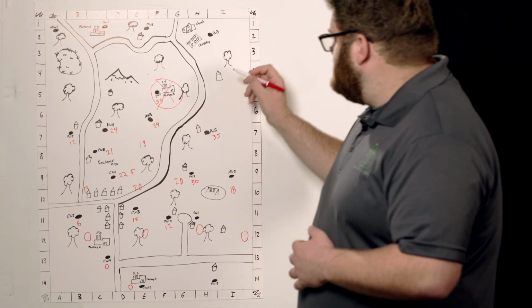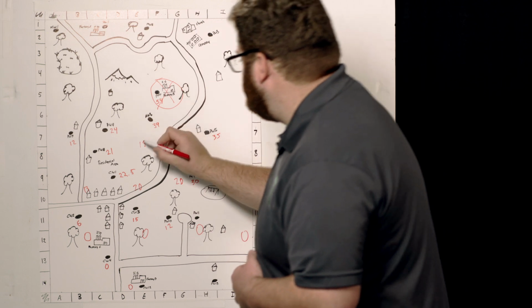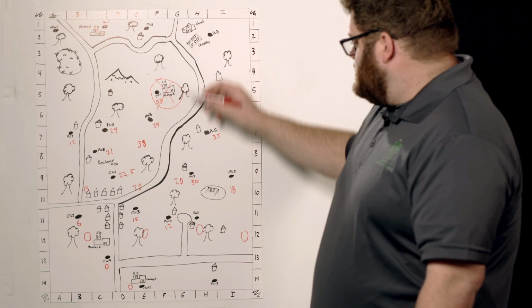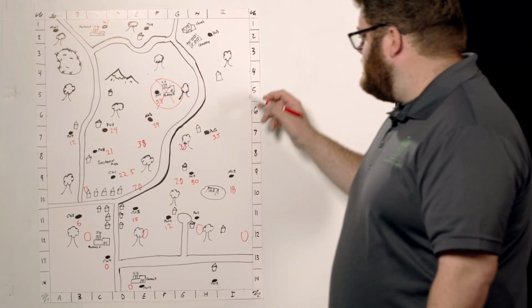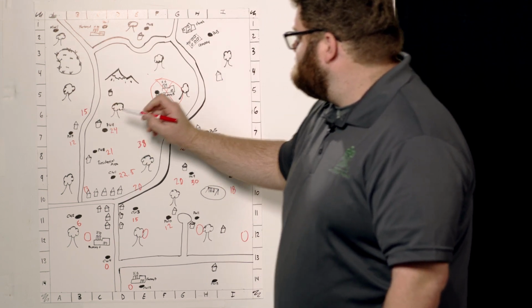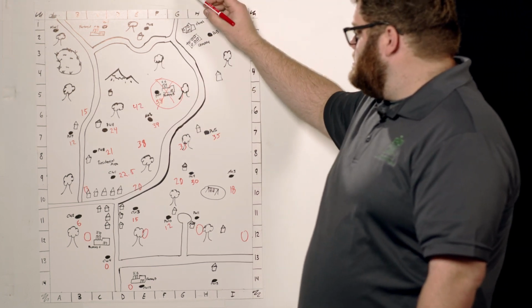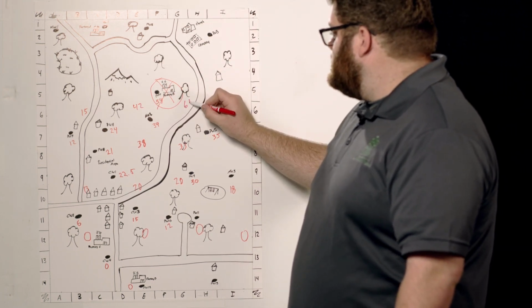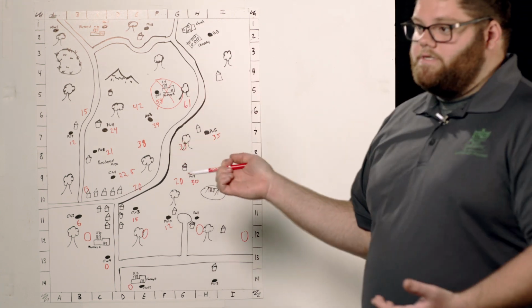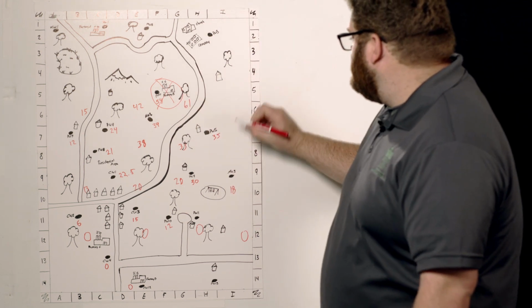E-8 with 18. E8 has 38. G8 has 33. B6 with 15. E6 with 42. G6 with 61. So we're still seeing really high concentrations around this factory, but we know that it's not the factory, so we're going to keep going. I-6 with 48.